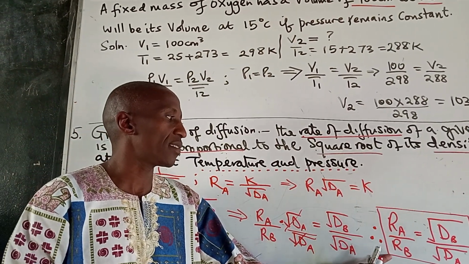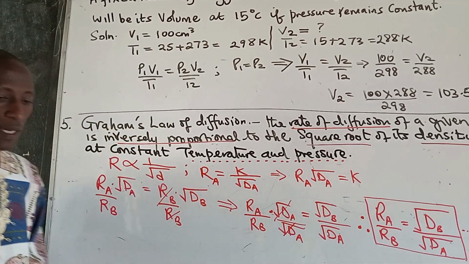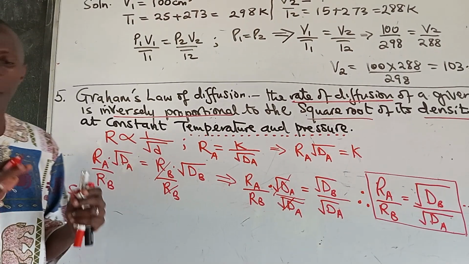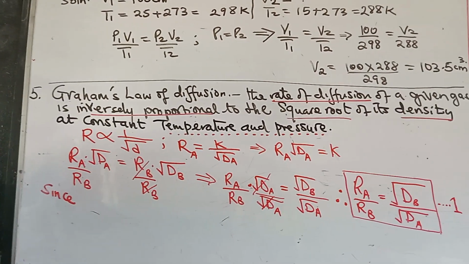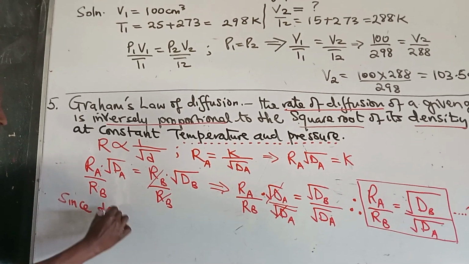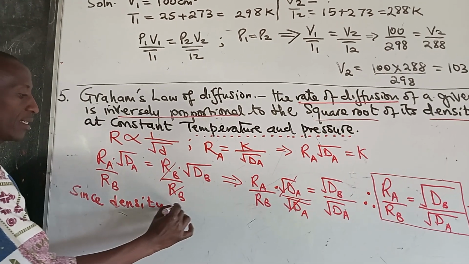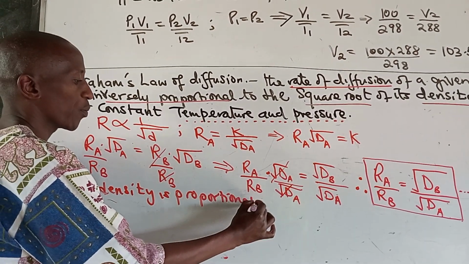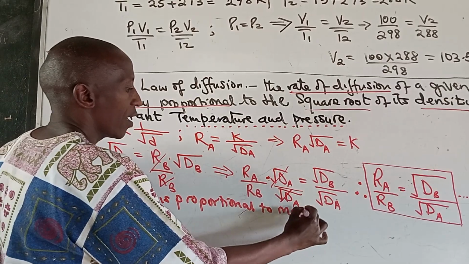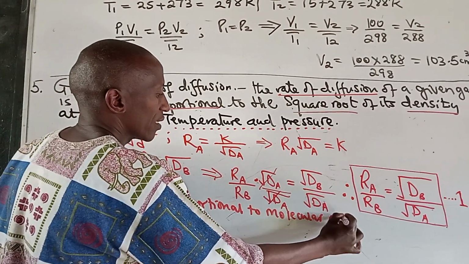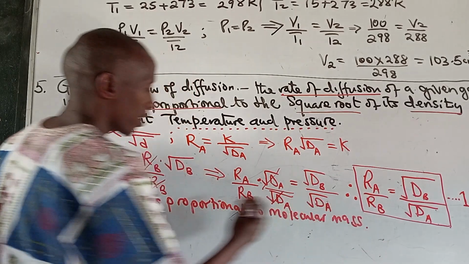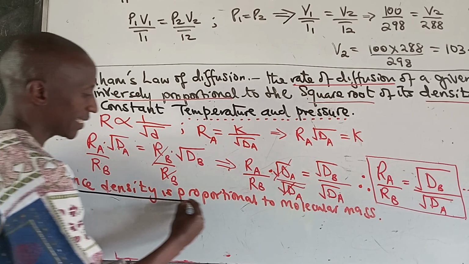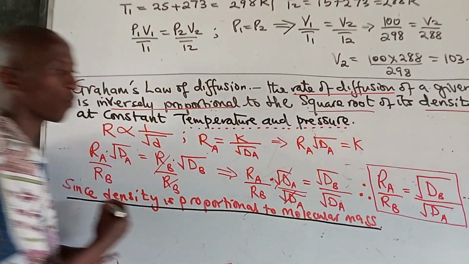Continuing with this relationship, we get that density is proportional to molecular mass. That is a very, very important concept. Density is proportional to molecular mass.